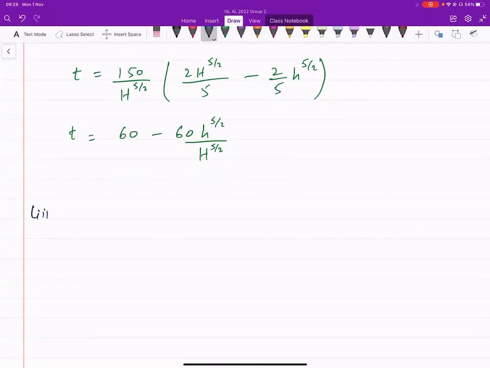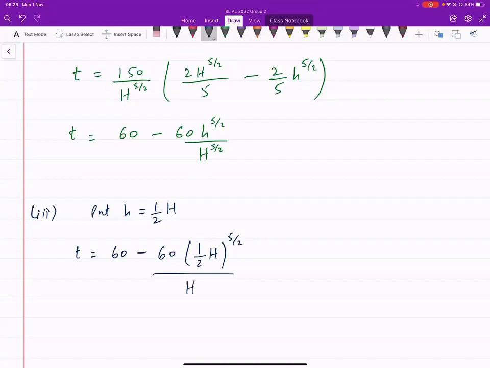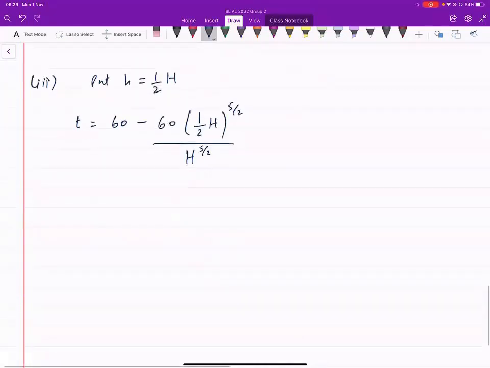So in part 3 now, we just say let's input H equals half H. उससे क्या हो जाएगा? T equals 60 minus 60 into H. H क्या था? It was half H whole raised to power 5 over 2 divided by H raised to power 5 over 2. What do we get from this? We get 60 minus 60 times H raised to power 5 over 2 in the numerator and in the denominator. They will get cancelled. What are we left with? We're just left with 1 over 2 to the power 5 over 2.